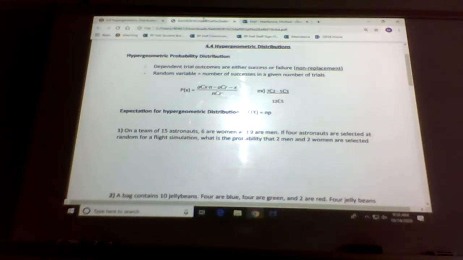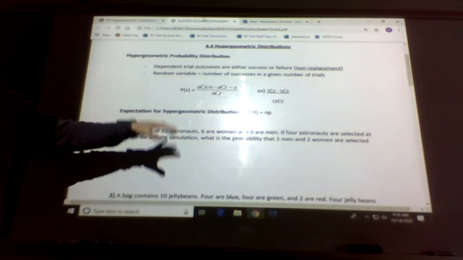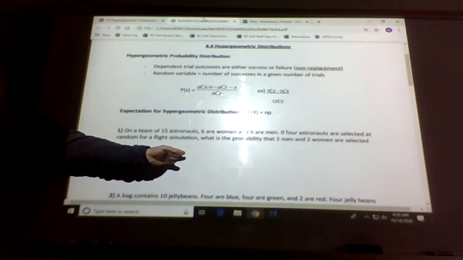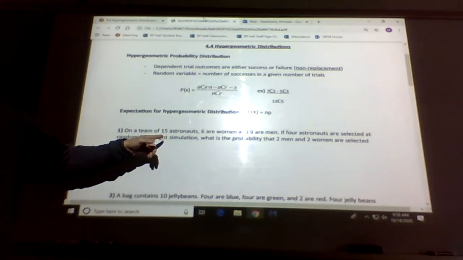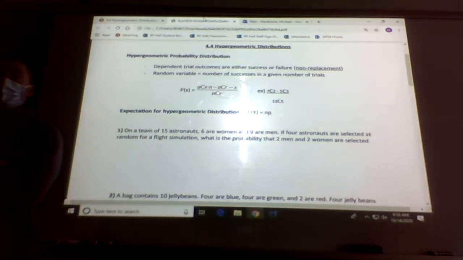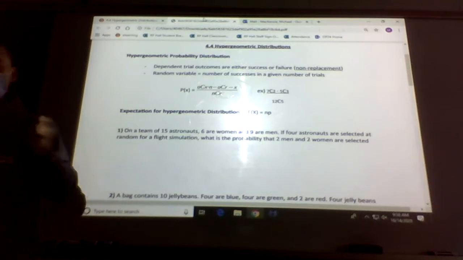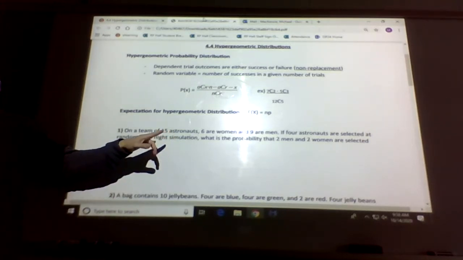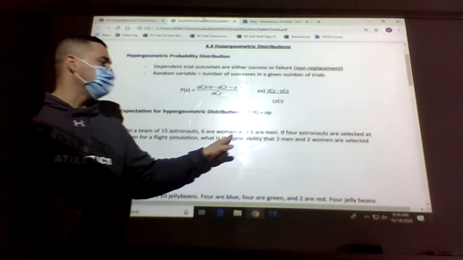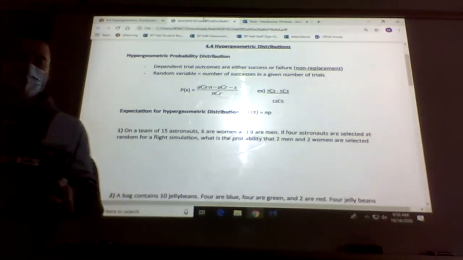Okay, let's go through number 1. On a team of 15 astronauts, 6 are women and 9 are men. If 4 astronauts are selected at random, what is the probability that 2 men and 2 women are selected? We've done questions just like this already, in chapter 3. Now we're just doing probability. In chapter 3 we did the number of ways it can occur. We just changed it to probability now.